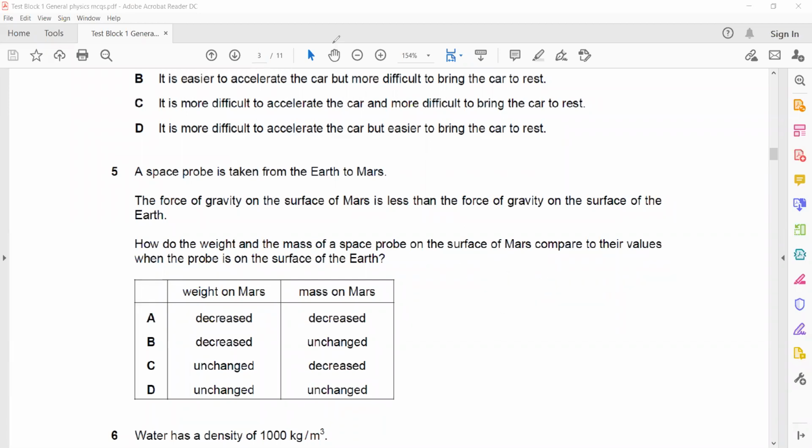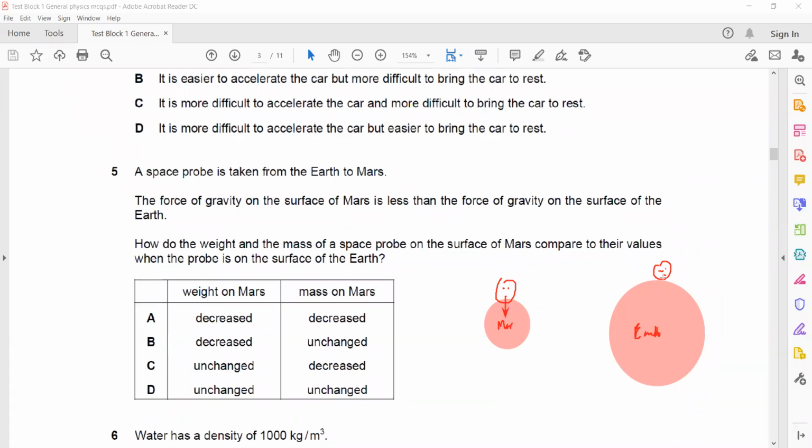So if you take an object to the surface of Mars, or the moon, the amount of matter will not change. Or you take it to the surface of Earth. So how much matter is there inside the object? That will be the same, but the weight depends on the gravitational force.